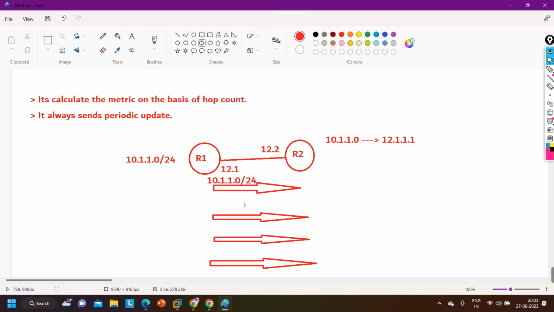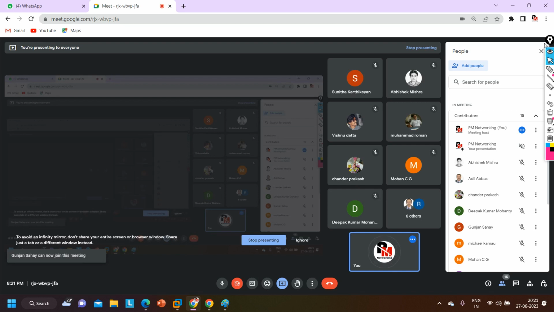Now the question is why it is sending the periodic update. The reason can be anything. One reason is that distance vector routing protocol is not a reliable protocol, so we don't have any acknowledgement. When router 1 advertises a network to router 2, it will not get an acknowledgement that router 2 has received it or not. That's why it advertises again and again. It can be the logic. But distance vector routing protocol always sends periodic updates. Is it clear, guys? Two properties of distance vector routing protocol.